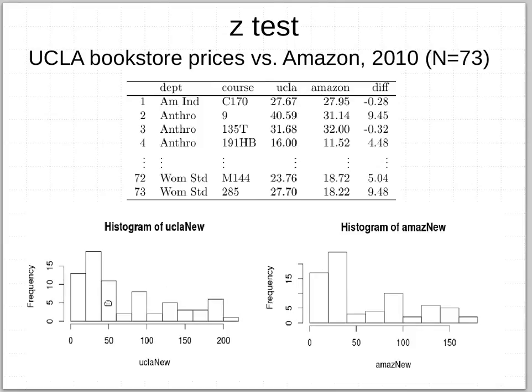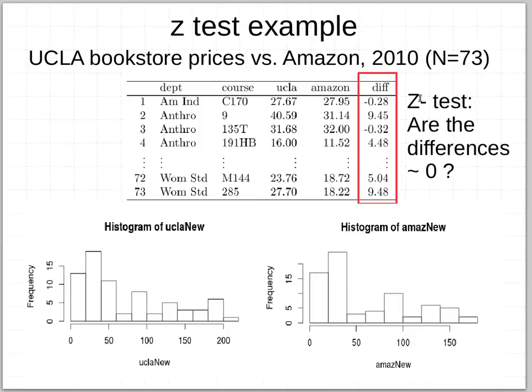That's different. The z-test is asking about the difference. It's asking about the difference between the books. So we're essentially analyzing this column right here. We're not analyzing each of those columns to the left. I'll show you how that could work in a second. We're going to analyze the differences, because we're asking, are the differences essentially around 0?